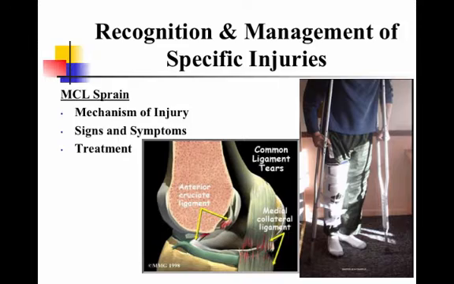The long-term treatment depends on the severity of the injury. For first-degree sprains, the athlete will be able to return to play within a few weeks. For a grade 2 and 3 sprain, additional rehab and time is required depending upon the amount of instability. Sometimes surgery is required for grade 3 sprains.